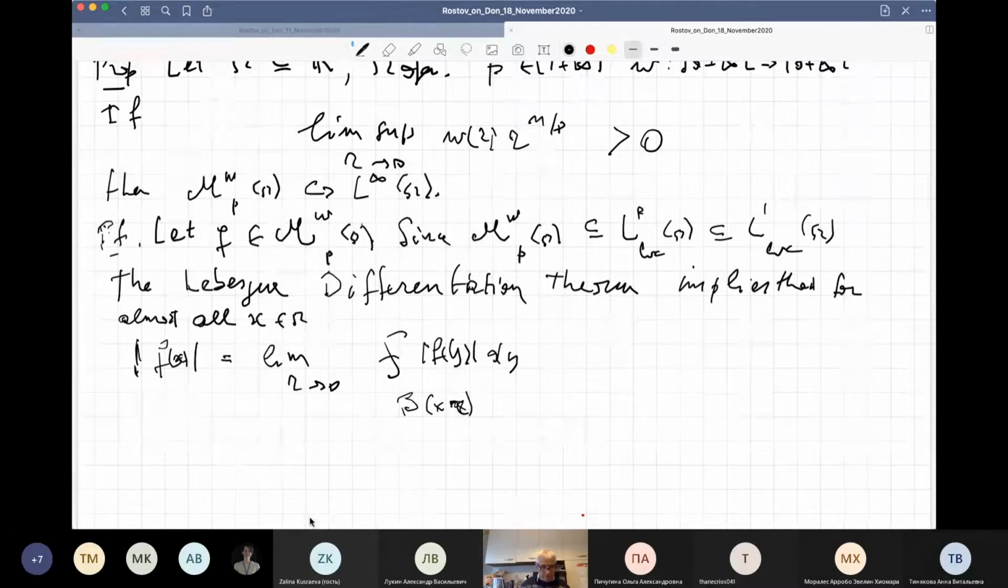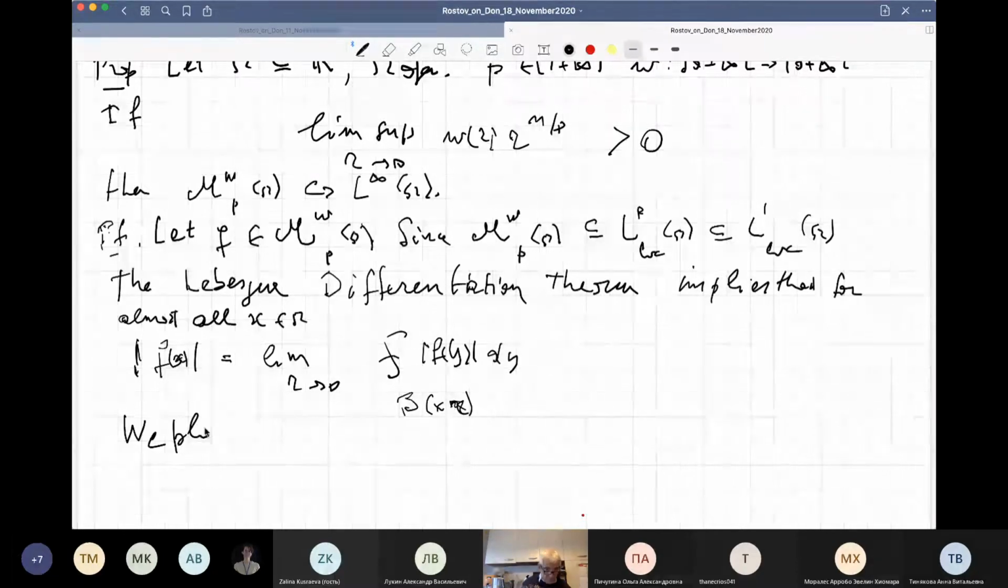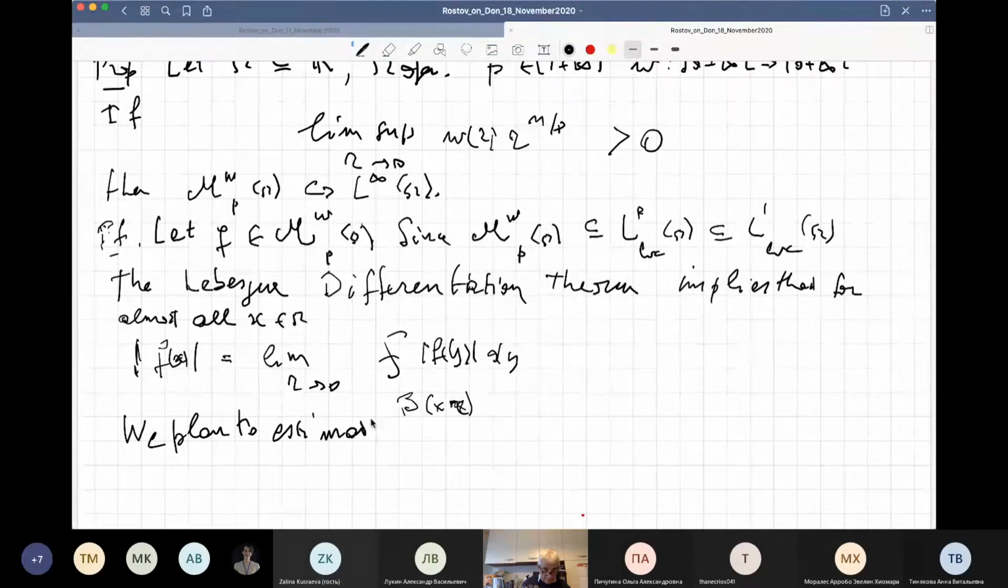The idea of the proof is that we are showing that a function f in Morrey is essentially bounded by estimating the limit in the right-hand side for almost all x in omega in this case. So let's start our job. We plan to estimate the limit in the right-hand side.